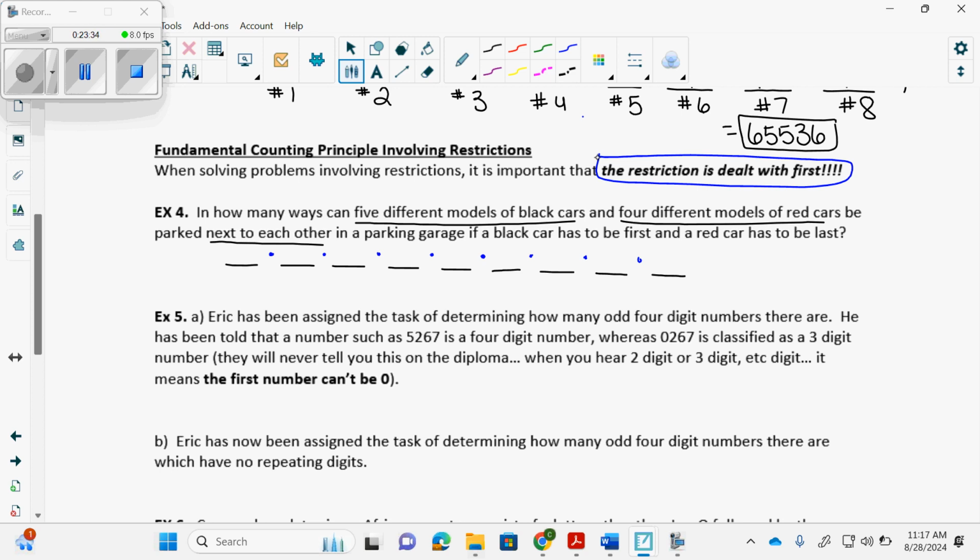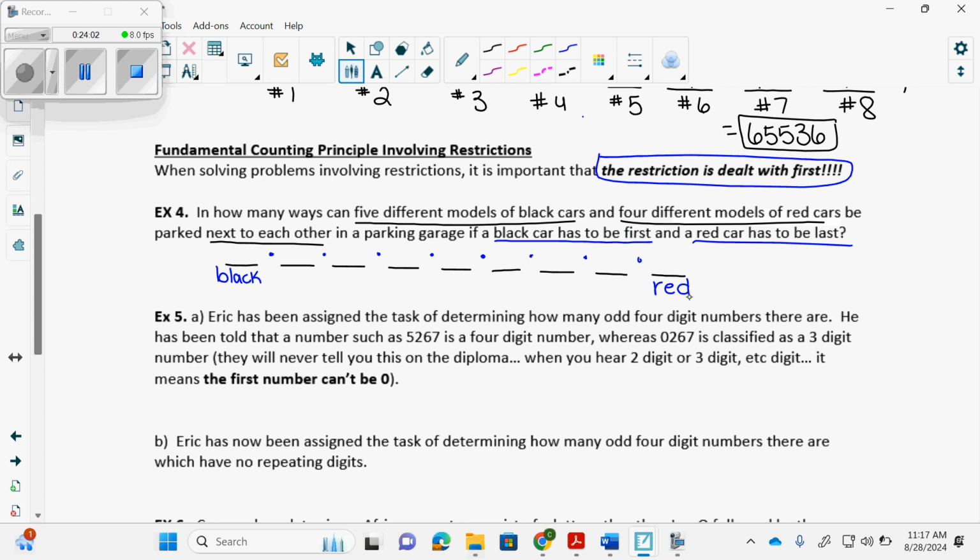So let's keep reading. It says, can be parked next to each other in a parking garage if a black car must be first. So I need a black car first. And a red car must be last. So a black car must be first, a red car must be last. There's no specifications on the other cars, right? They can be whatever. So I have to deal with that first because those are the restrictions.